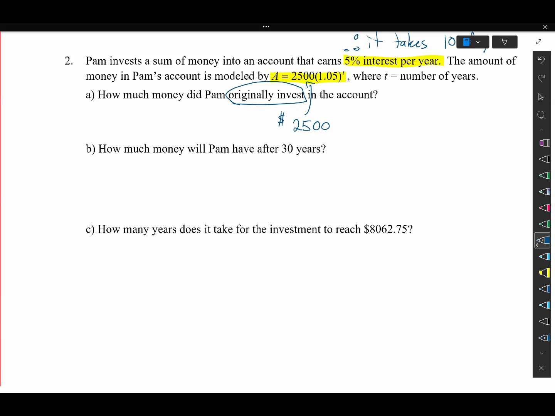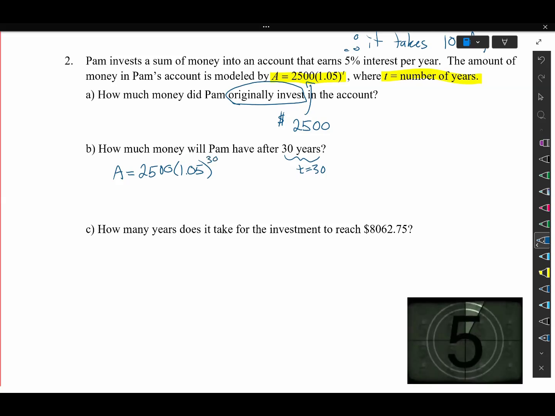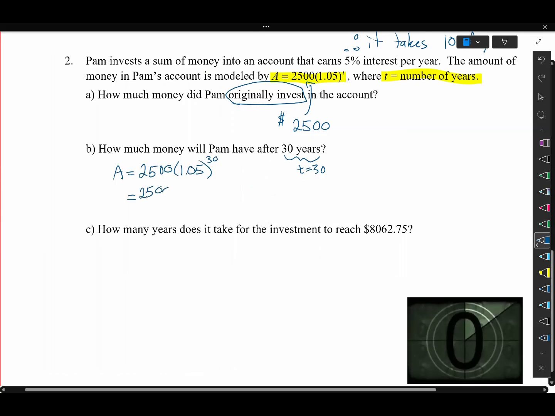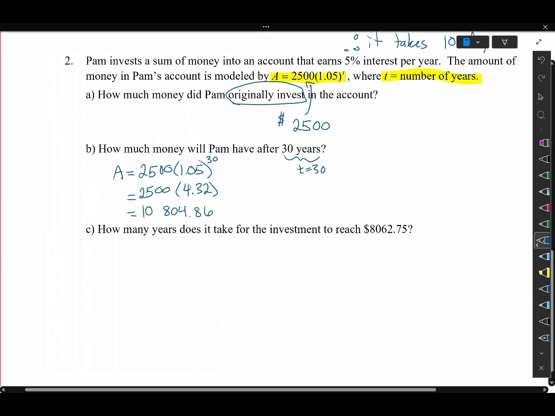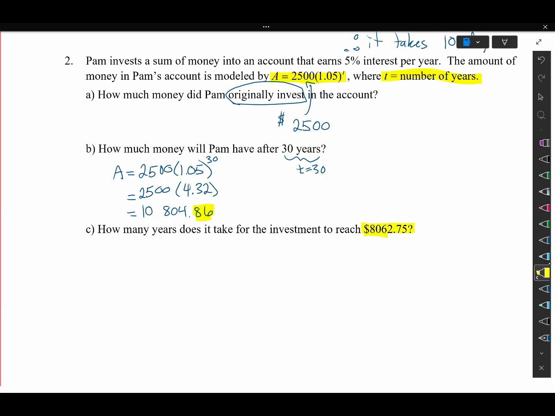How much will Pam have after 30 years? Okay, well, we've been given this equation already. So all we're doing is substituting in the value that we know, 30 years. We're working with t equals 30 because we know t is the number of years. Nice and easy. So we're working with A equals 2,500 times 1.05, because there's a 5% interest rate, to the exponent 30. Make sure you follow your order of operations. I want you to pause the video here, unpause, and see how you did. Good, so we're working with $10,804.86.